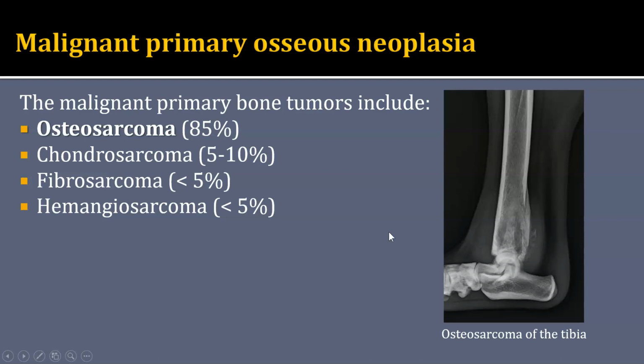The malignant primary bone tumors include osteosarcoma, of which 85% of primary bone tumors will be osteosarcoma, chondrosarcoma, which makes up about 5 to 10% of the primary bone tumors, and then fibrosarcoma and hemangiosarcoma, which can be a primary tumor of the bone. Each of those make up less than 5% of all of the primary bone tumors.